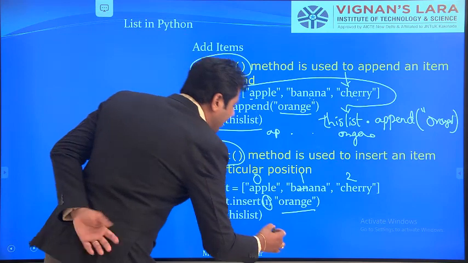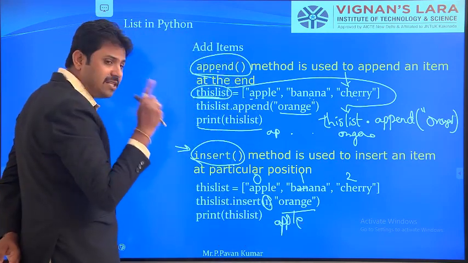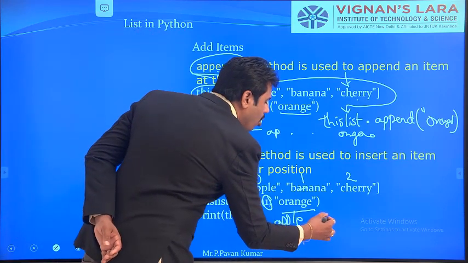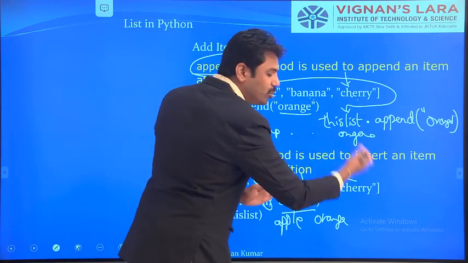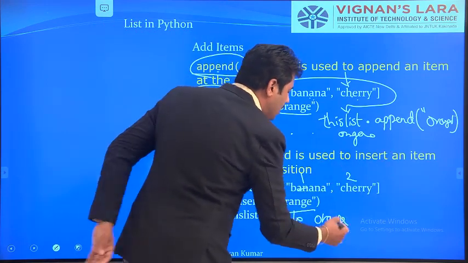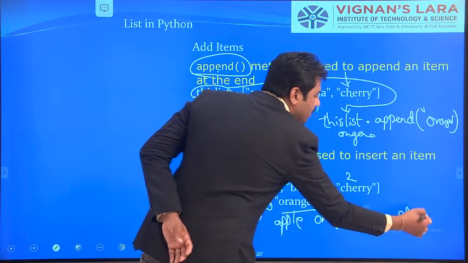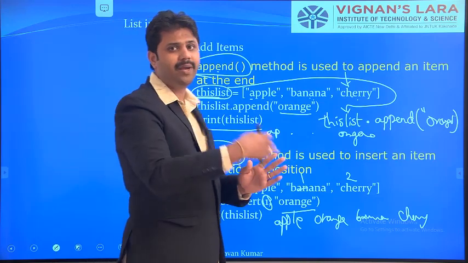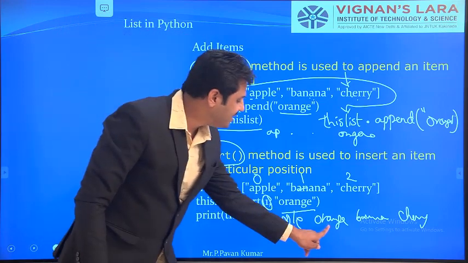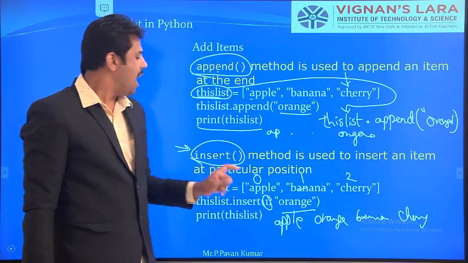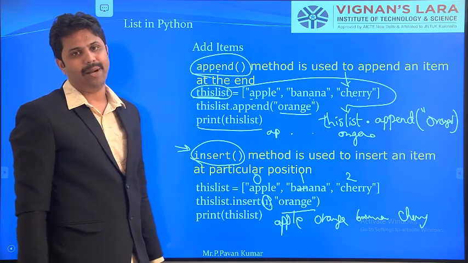So what happened? It prints apple. At the first position, orange is added, and the values are going to be pushed to the next index. And third one is banana, and fourth one is cherry. All the values are just pushed to the next index. Like this, at a position where I want to insert, I must use insert. At the end, if you want to insert, you use append.